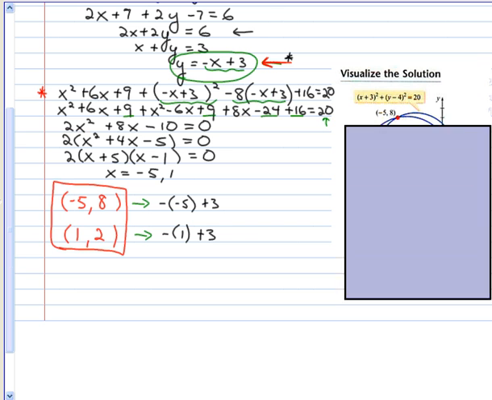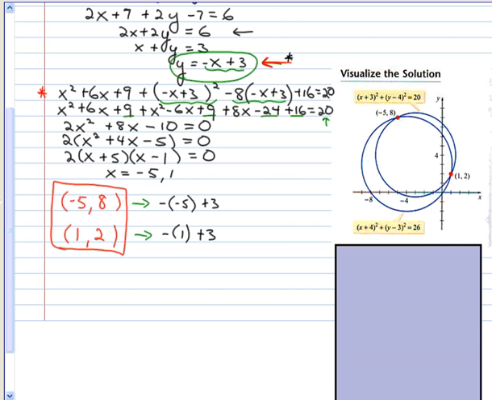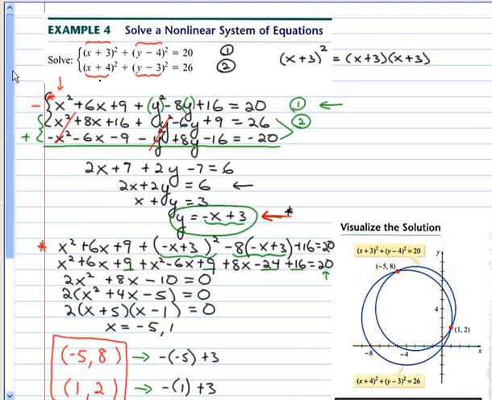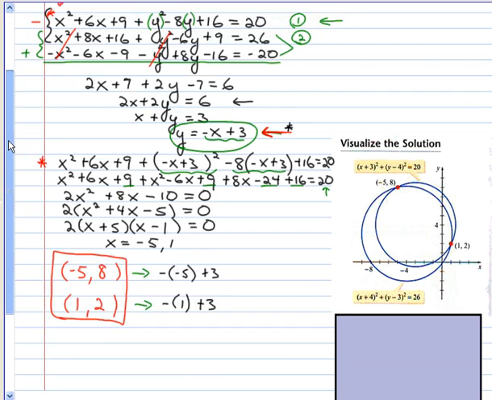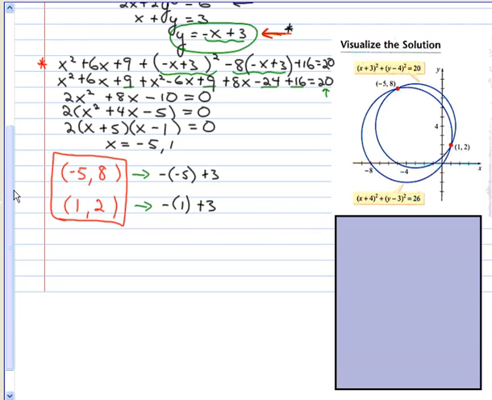Those original equations happen to be 2 circles, I think. Let me look back at those equations. Those happen to be 2 circles is what they were. And so those 2 circles intersect in our 2 locations, negative 5, 8, and 1 comma 2.